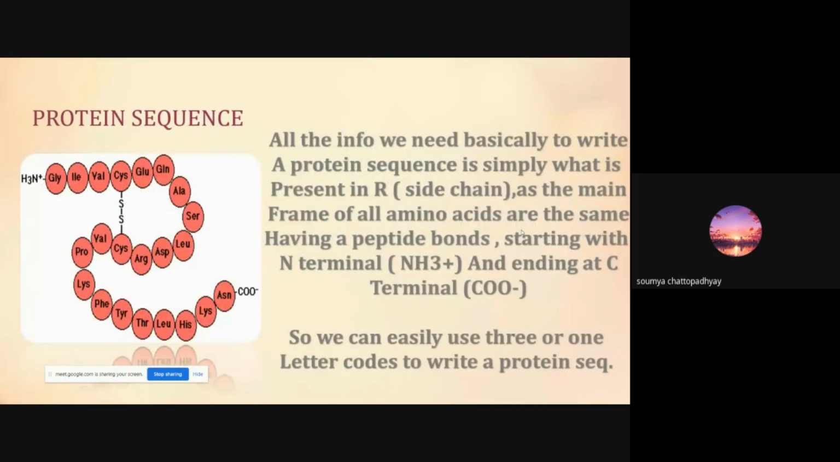Now I will tell you how to write a protein sequence. What is the basic thing you require? It's nothing, you just need to know what is present in the side chain. If you know what is present in the side chain, you can easily write a protein sequence irrespective of the length of the protein. And we know that every protein starts with the N terminal, which has the NH3 plus, and ends with the C terminal, which has COO minus. So as soon as we know what is present in the R group, we can use the 1-letter code or the 3-letter code to write a protein sequence.